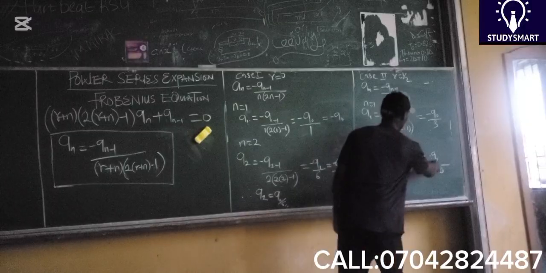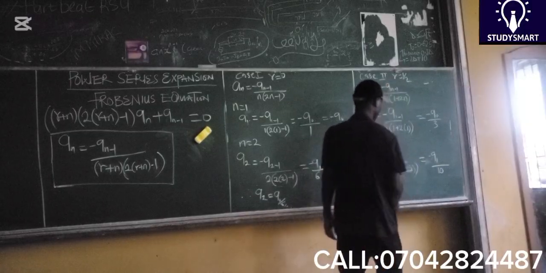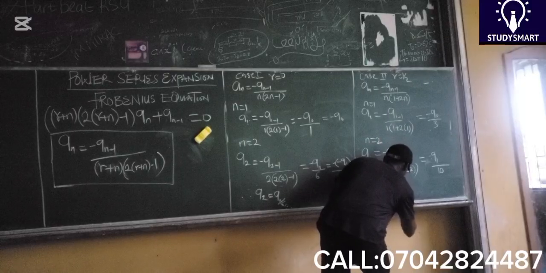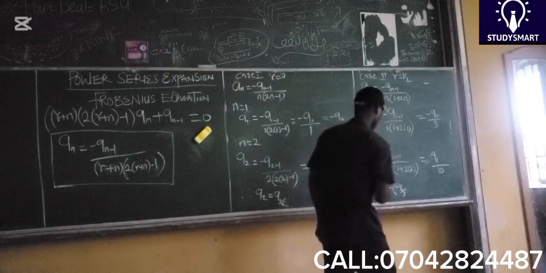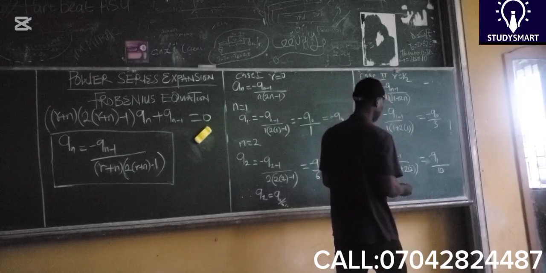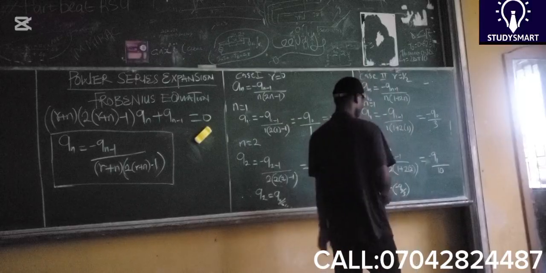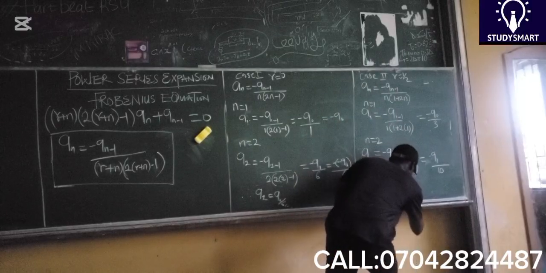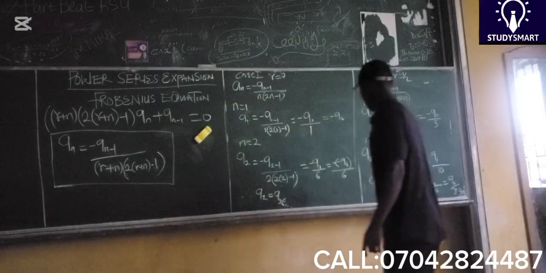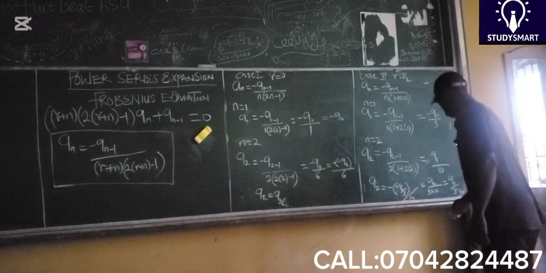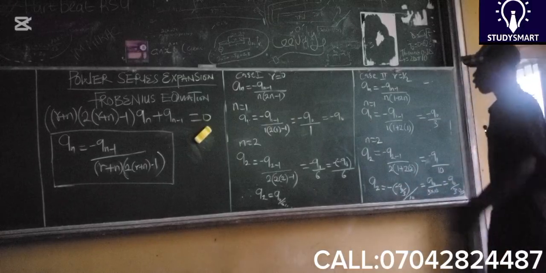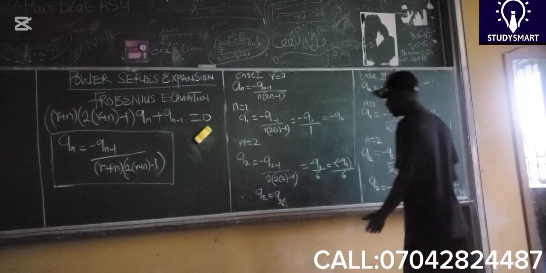So my A2 becomes minus into A1 here, which is minus A naught over 3. So it becomes minus A naught over 3, all divided by 10. So this becomes equal to A2 equal to A naught over 30.